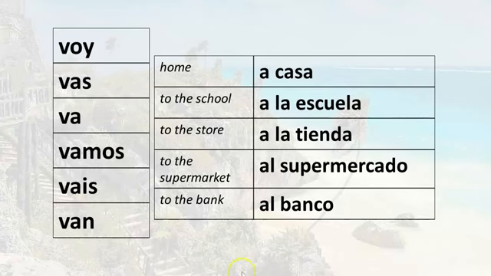If I want to say they go, it would be van. So they go home, van a casa. They go to the school, van a la escuela. They go to the store. Van a la tienda. They go to the supermarket. Van al supermercado. And finally, they go to the bank. Van al banco.